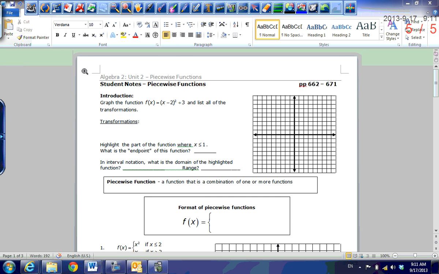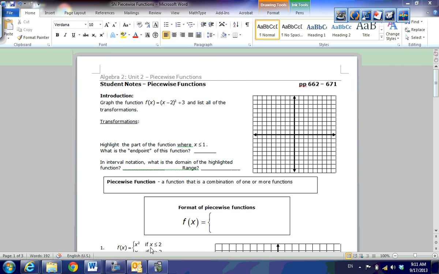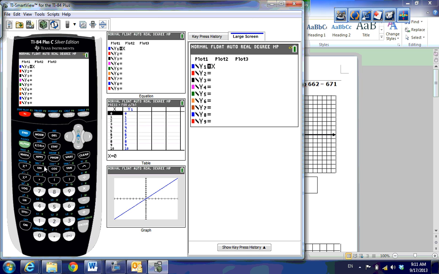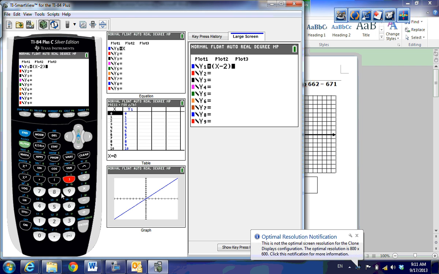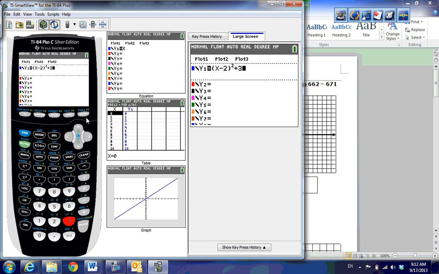Let's go ahead and, in our calculator, if you would like, graph that in our calculator. To do that, I'm going to go to my y equals. I'm going to put in my parentheses, x minus 2, squared, and then plus 3. So that's what my calculator looks like.